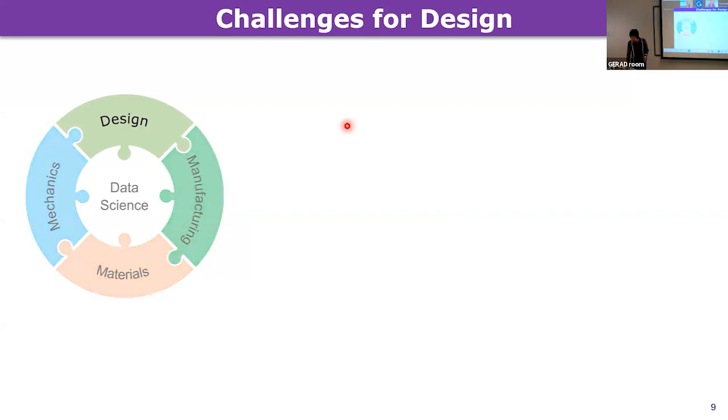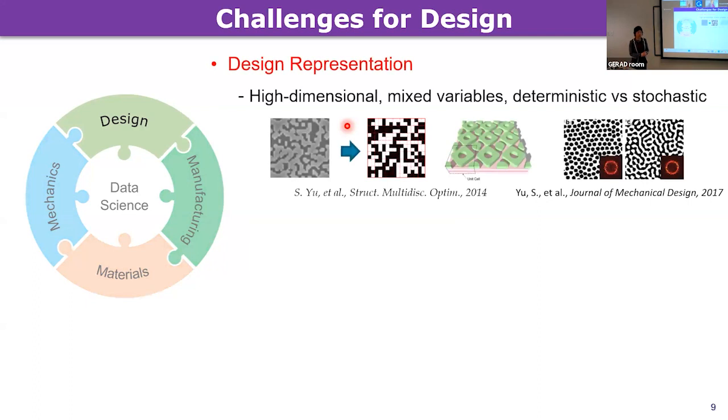So I'm going to bring up a few challenges in design from the design point of view. Three aspects: design representation, design evaluation, design synthesis. Design representation answers the question of how do we describe our design space, right? In this case, it's very high dimensional, and it's also mixed variable. I mentioned that some of them could be categorical, like whether I should use this element, or which kind of surface treatment method or processing technique I should use.